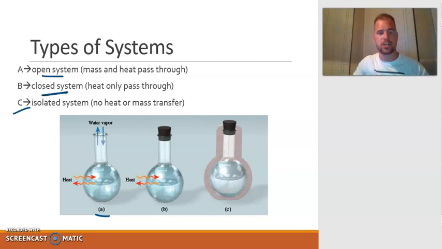The next type of system is a closed system. So that would be like letter B. Notice that it's capped now. So now mass can't leave, but heat still can. Heat's allowed to go back and forth.